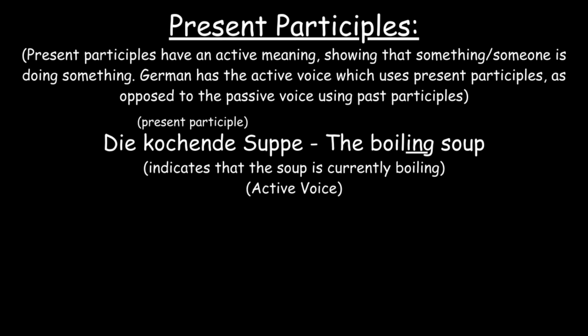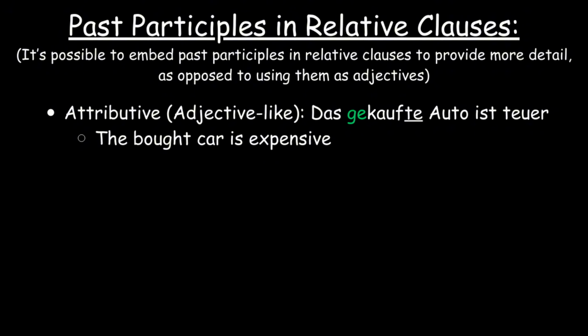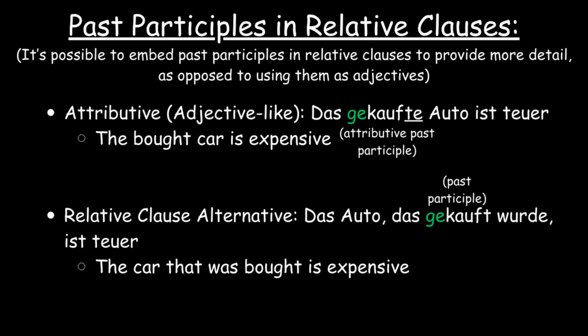Furthermore, it's possible to embed past participles in relative clauses to provide more detail, as opposed to using them as adjectives. For instance, the phrase Das gekaufte Auto ist teuer uses an attributive past participle. In a relative clause, the sentence can be rephrased, like Das Auto, das gekauft wurde, ist teuer.